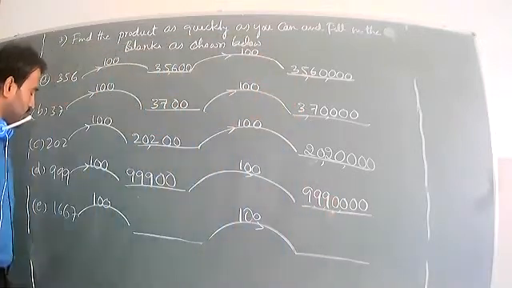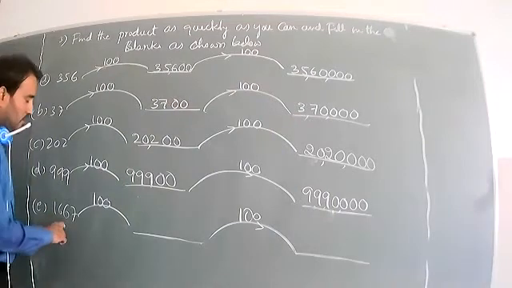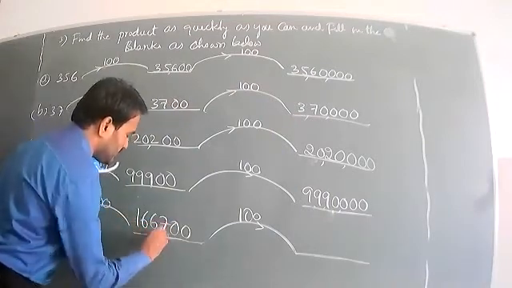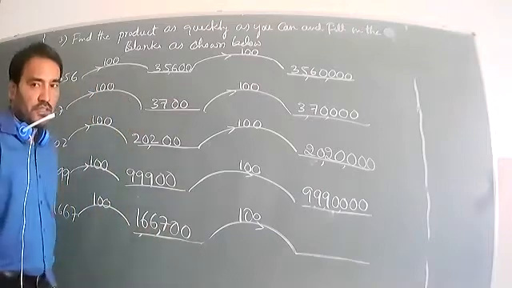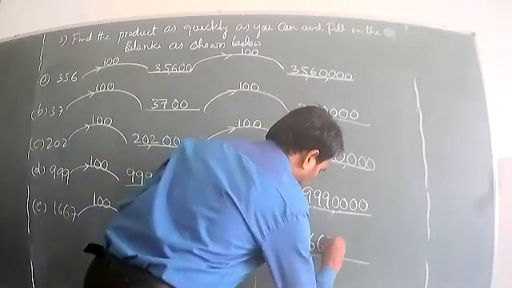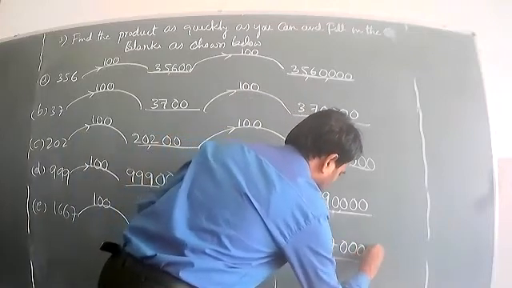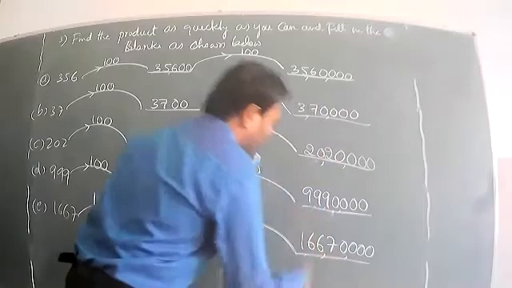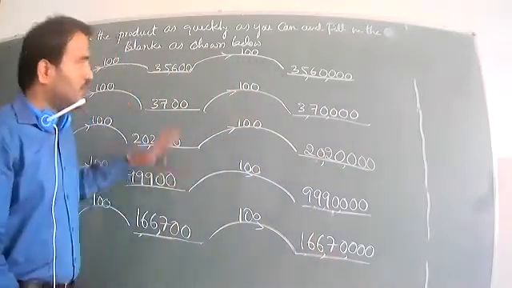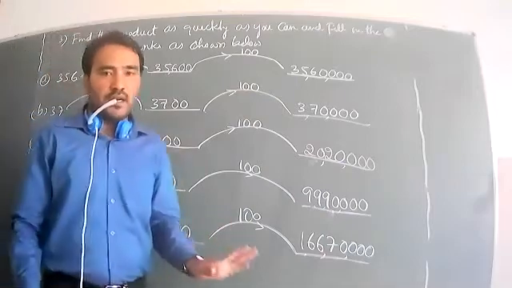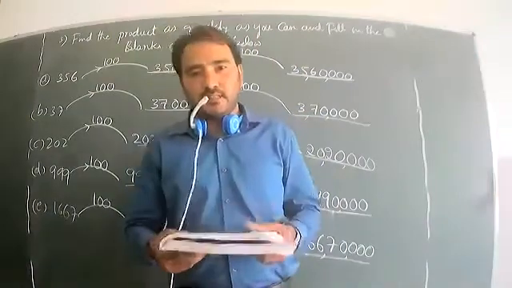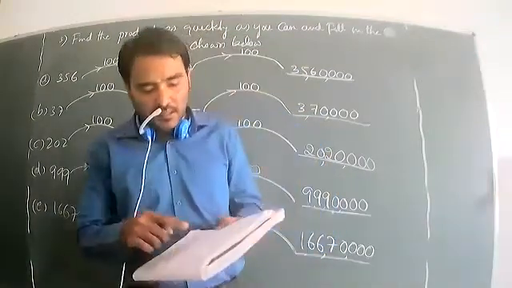Next, here 1667 multiply 100. 1667 multiply 100 is 1,66,700. Next, again multiply this number. 1 crore 66 lakh 70,000. So this is the answer. So that is how to multiply by 100 and then again 100. So using the exercise, I have done the first main and then the third main.